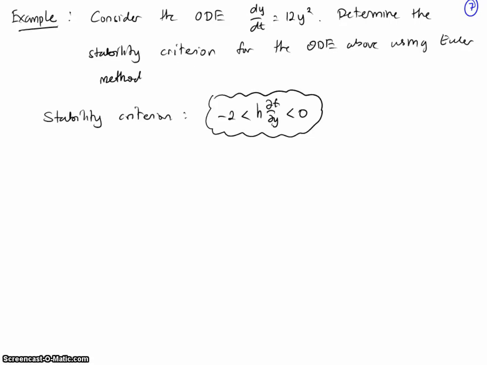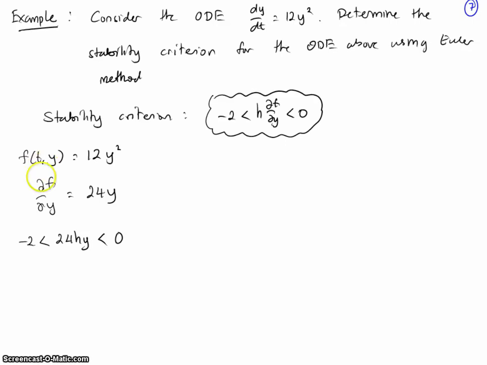If you look at the right hand side of your ODE, the right hand side f is essentially given by 12y². So to find the stability criteria, you need to find the partial derivative of f with respect to y. This is simply 24y. So if this is 24y, what then becomes of your stability criteria? It becomes -2 < 24hy < 0.